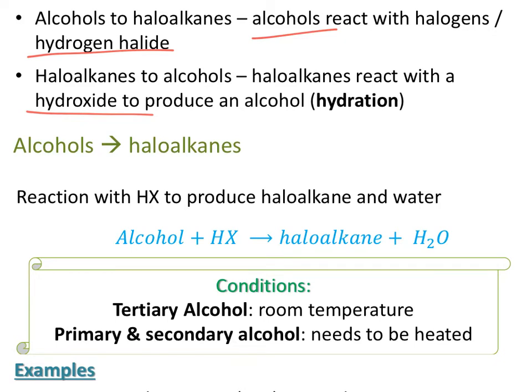The first way we do this is we take the alcohol and we react it with a hydrogen halide. Okay, HX, remember X can be bromine, chlorine, fluorine, or iodine, all right? Now, the thing here we have to remember is the conditions. Tertiary alcohols only need to take place at room temperature. It's actually quite easy to convert them, whereas your primary alcohols, we need to heat them up, okay? We need to add extra heat to them.